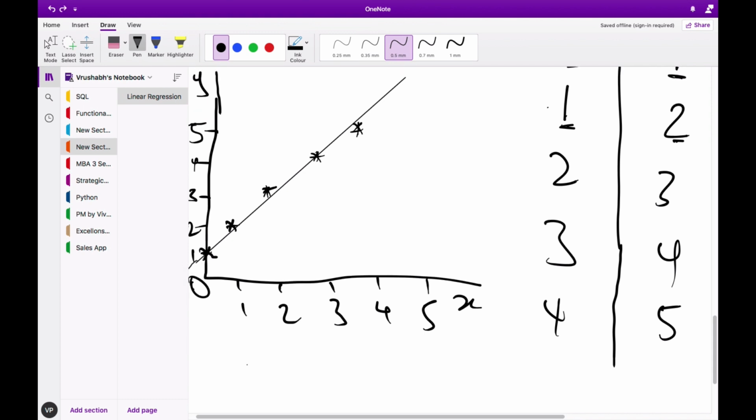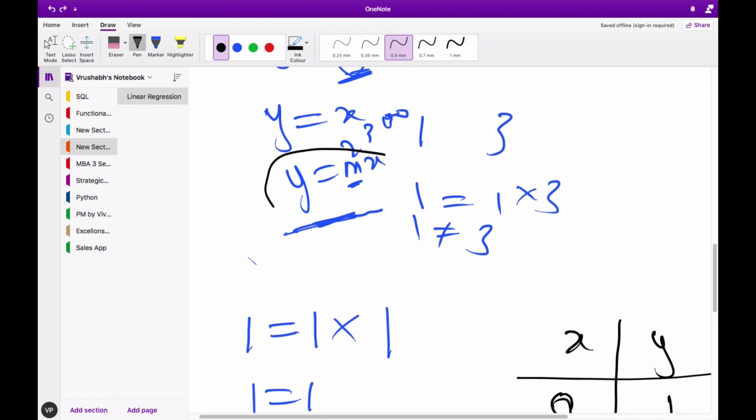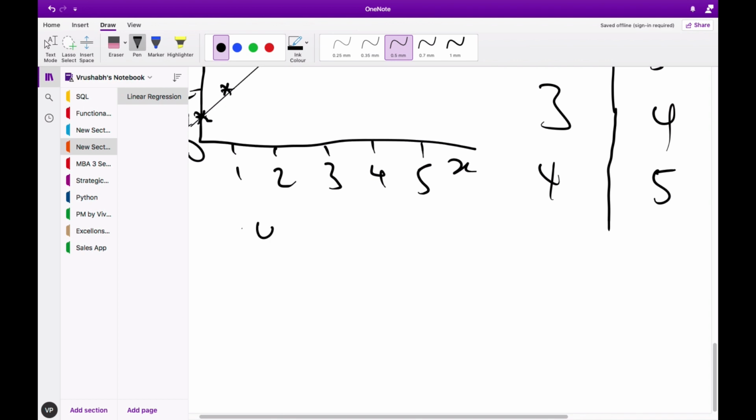Okay, now if we bring our equation here, which is the general equation that we established earlier on, which is y equals mx, if we bring it over here and write it over here, y is equal to mx. This is what we established earlier on.